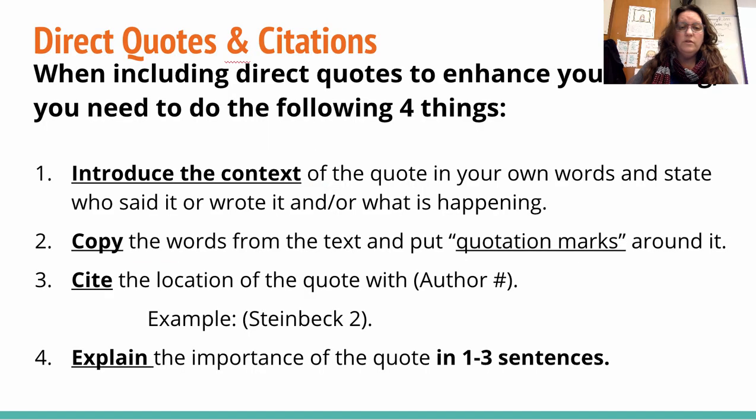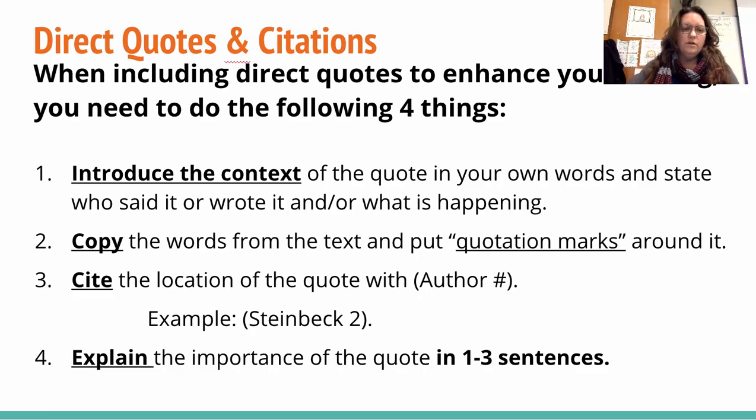Now let's talk about how to introduce quoted evidence and using those in-text citations. So when you are doing a direct quote where you're not summarizing or paraphrasing, you always want to introduce the context of the quote in your own words. State who said it or who wrote it or what is happening. You have to tell us what's going on. We need to know that. Then copy the words from the text and put quotation marks around them. Cite the location of the quote with that in-text citation, the author's last name and the page number. And then explain the importance of the quote in 1 to 3 sentences after you've done that.